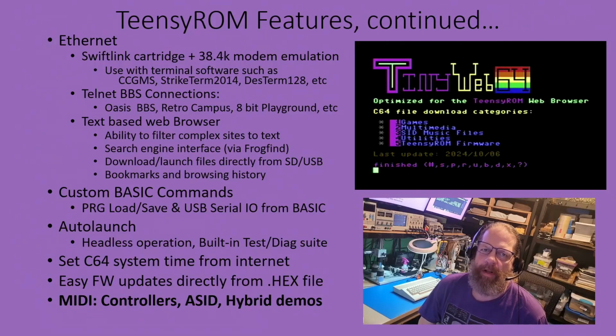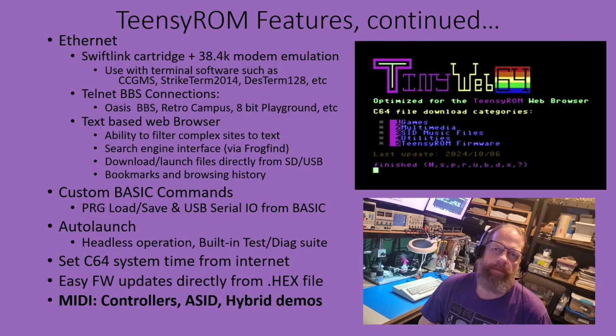Just a few more features I'd like to talk about on the TeensyROM. The first is the Ethernet interface. Emulates a SwiftLink cartridge at 38.4K. Therefore, you can use it with any of the popular terminal software out there and connect to Telnet BBS, which are still very popular, such as our friends at Oasis BBS. It emulates a text-based web browser, so you can actually search the web using your C64. It can render those sites to text in most cases and has a built-in search engine via FrogFind. And you can download files directly to your SD or USB drive and launch them directly from the web browser.